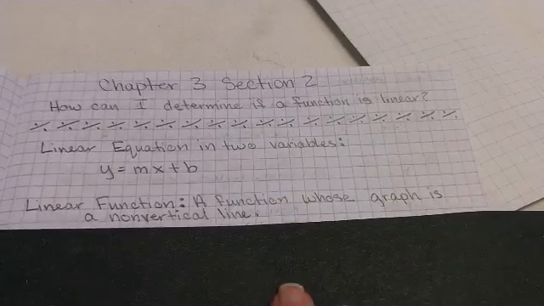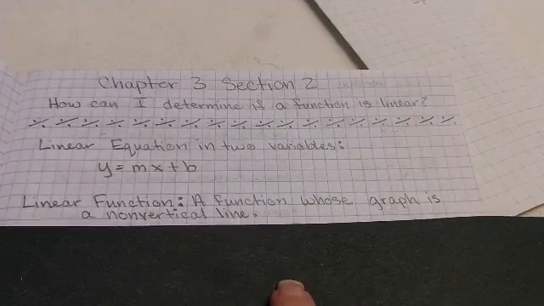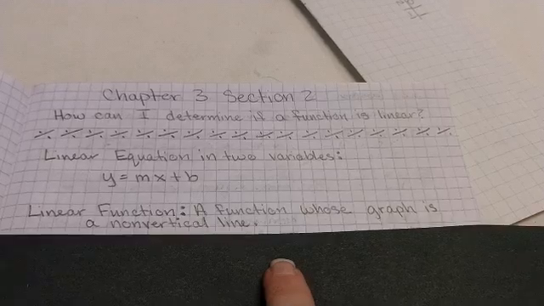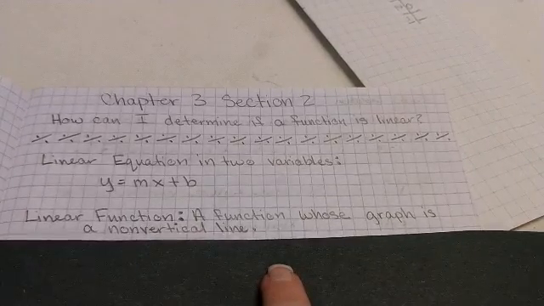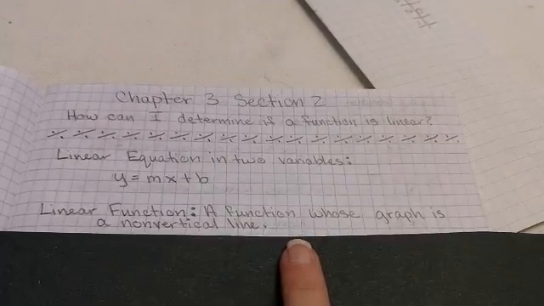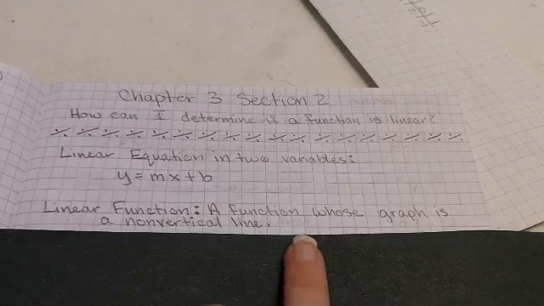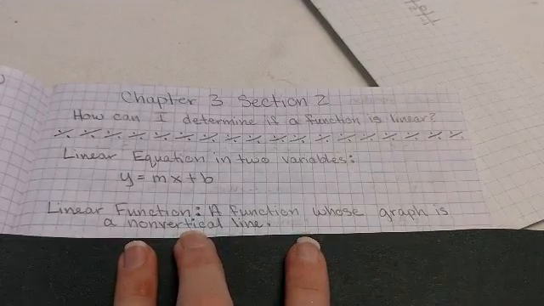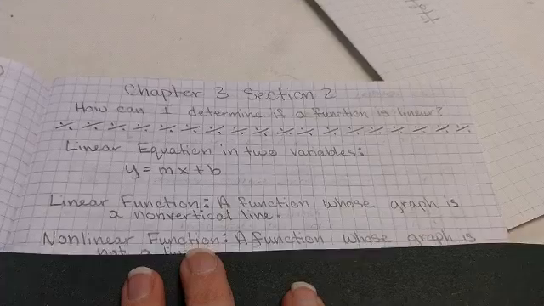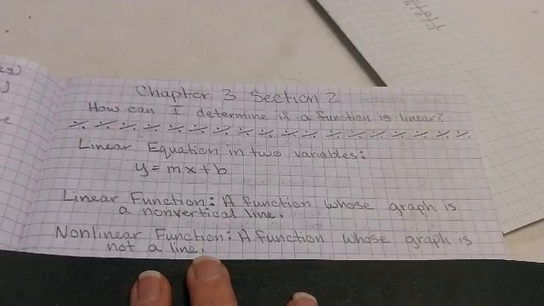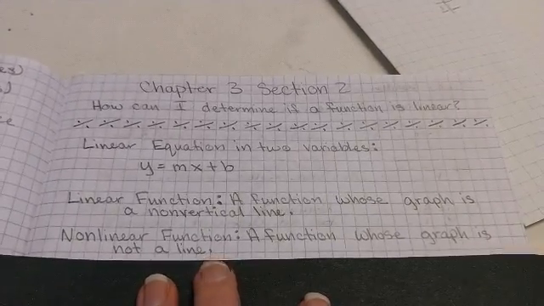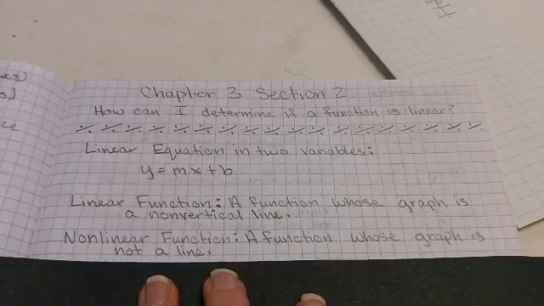Now remember, vertical goes up and down, and the reason it can't be a vertical line is because it wouldn't pass our vertical line test. For every input, there is exactly one output is the definition of a function, and if it's a vertical line, then for every input there are multiple outputs. So it's a function whose graph is a non-vertical line, so it has to form a line, but it can't be a vertical one going up and down. A non-linear function is a function whose graph is not a line. So just because it doesn't make a line doesn't mean it's not a function, and we saw that in chapter 3, section 1.